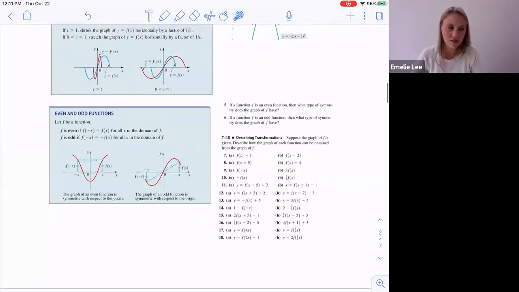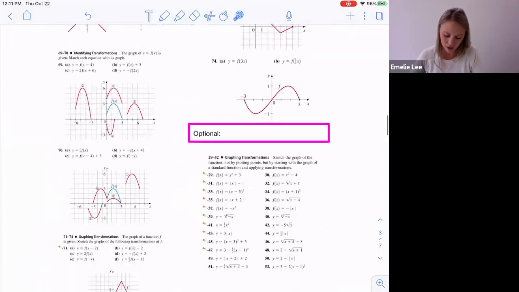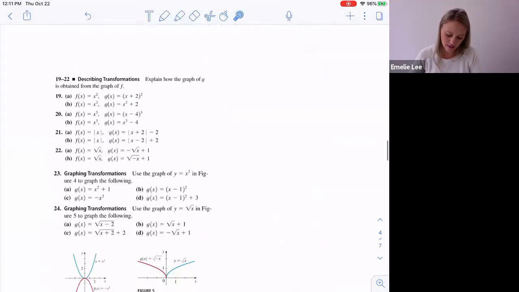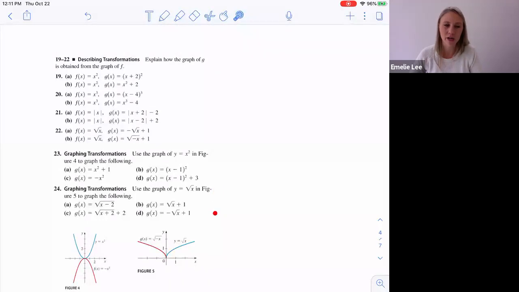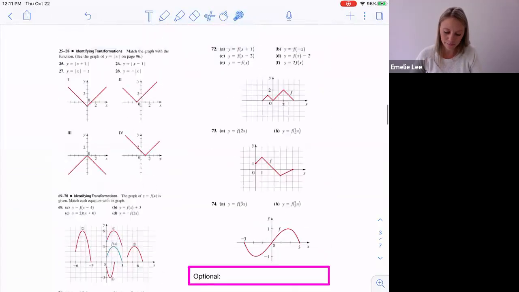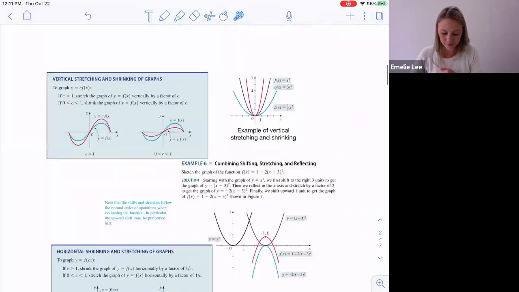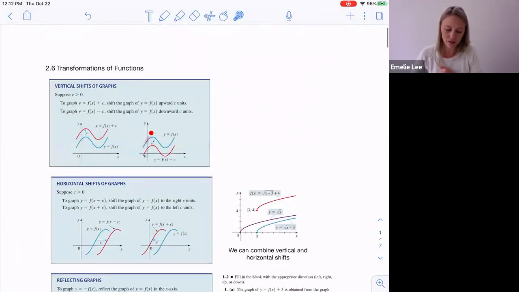So after the even and odd functions, then there's just exercises. And in fact, you'll be happy to know that I labeled these as optional. Not really going to do any of these because I'm not going to watch you graph stuff by hand, but they're good to know still. And same with these. These are just good for practice again. But we're just going to talk about each of these little blurbs and then do a couple of examples, and then that'll be it for 2.6.